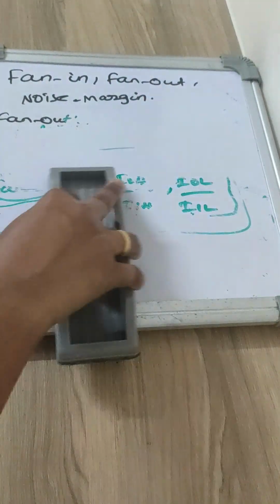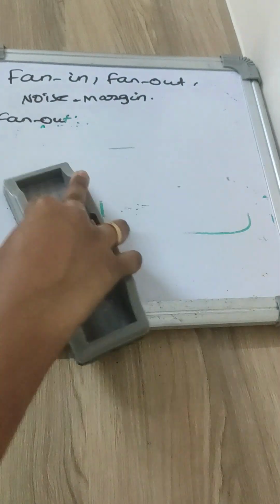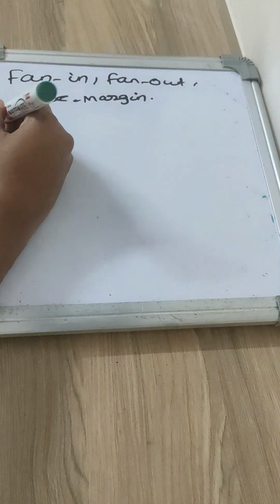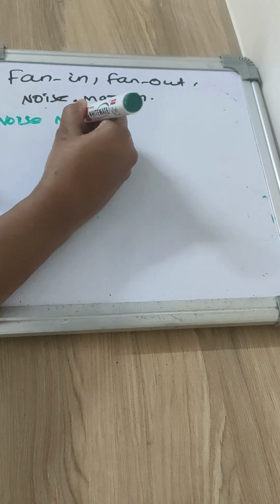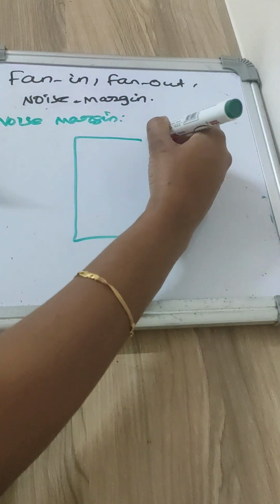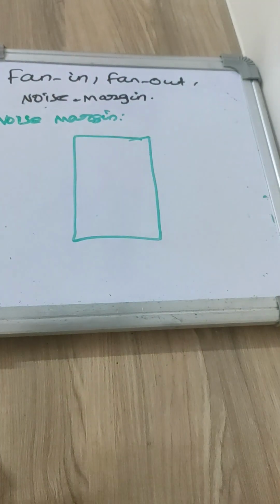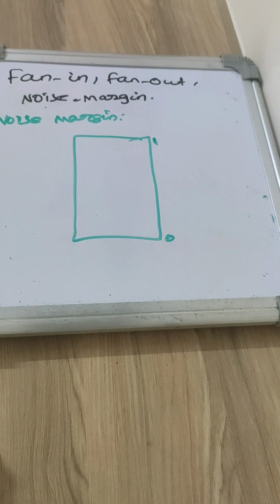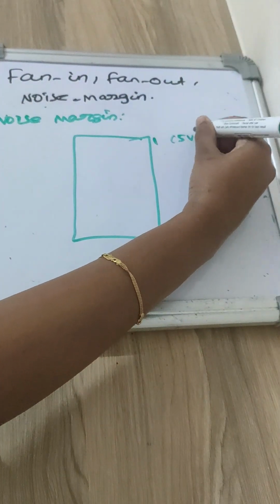Now let's move to noise margin. Noise margin we will talk about now. I'll explain. One thing we have to know: generally we see only 0 and high. That is what we generally see, right? Consider your VDD is 5 volt.